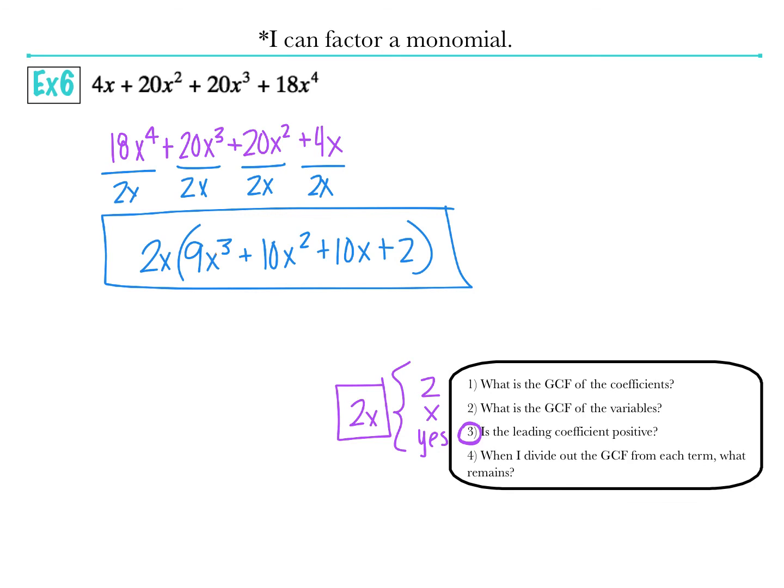Then I looked at what is the GCF of the coefficients, and it's 2. What's the GCF of the variables? It's x. And is the leading coefficient positive? Yes, it is. And so this was meant to trick you. This was still positive as well, but that's not actually the leading coefficient, this 18x to the fourth, because it's always the highest degree. So when I factored that out, I ended up with 2x times the quantity, 9x to the third, plus 10x squared, plus 10x plus 2.